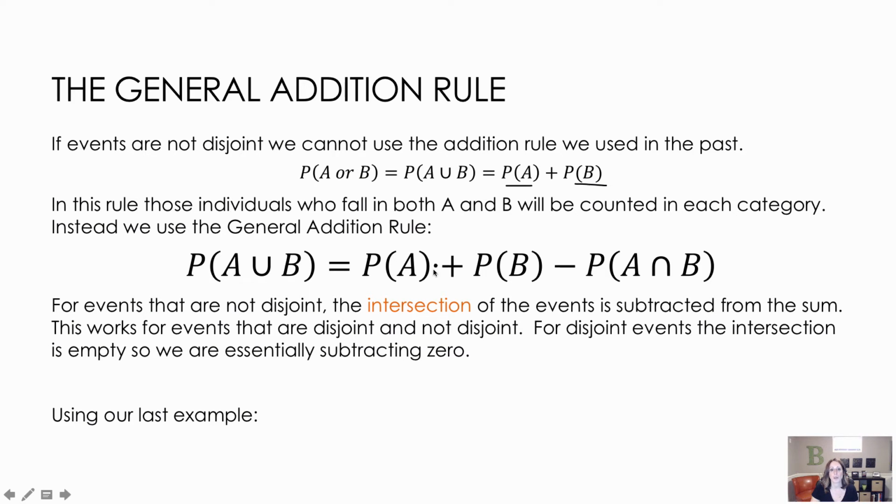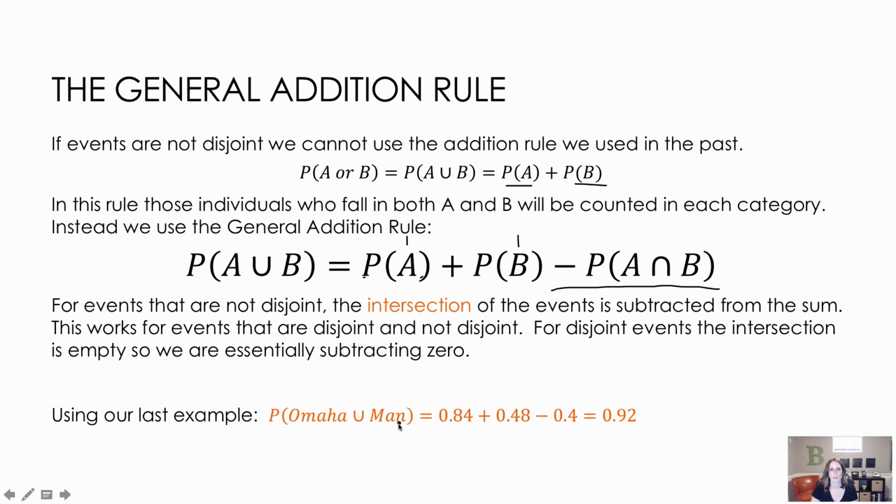Now, if that is true, then I'm counting them in A and I'm counting them in B, which means I have to subtract if they fell into both categories, because I added them here and I added them here, so I actually added them twice. So this is subtracting it once so that I have the correct amount.